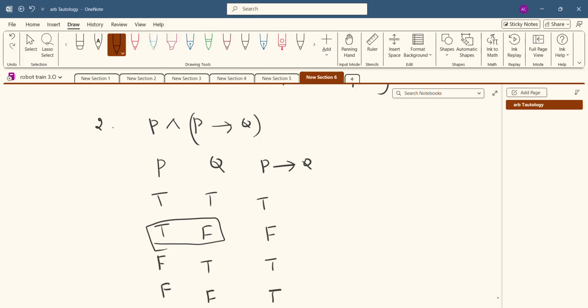Next one, P conjunction, P conditional Q, this and this, A and B. How are we going to write the truth table for this conjunction? Conjunction means if both are true, then only it is true, otherwise false. If A and B are both true, then it is true. Both, this is true, this is false. So false, false, true, false. Finally I can attain the truth table for P conjunction, P conditional Q: true, false.